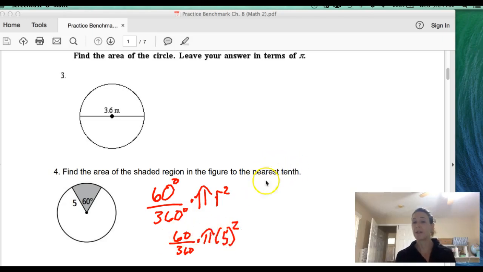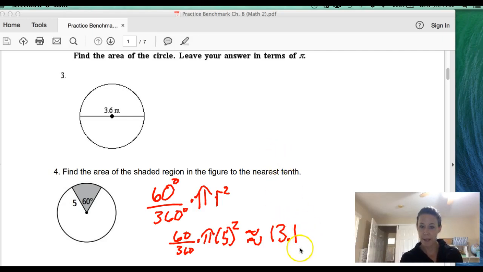Now it asks me for the nearest tenth, so I don't leave my answer in terms of pi. I can just do this on the calculator. 5 times 5 times 60 and divide that by 360. And then I'm going to multiply that amount times pi and round to the nearest tenth. So I'm going to do the squigglies for approximately. It's 13.089, so I'm going to round up to 13.1. And that will be my final answer. All right, let's push pause.